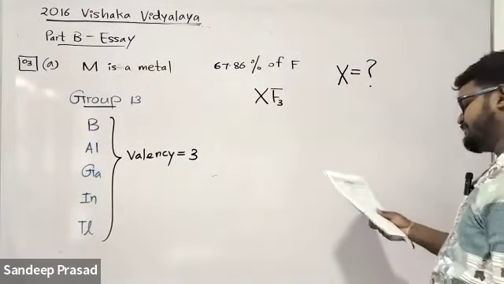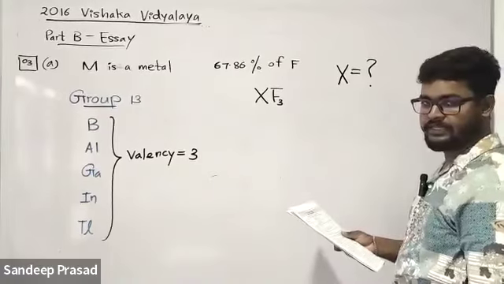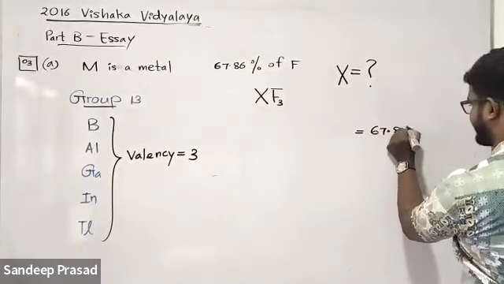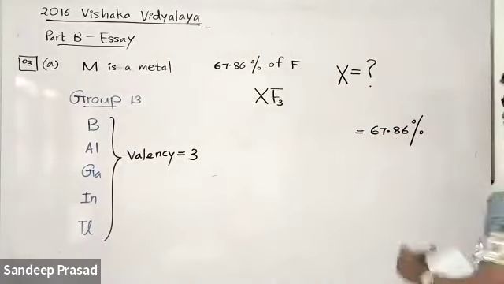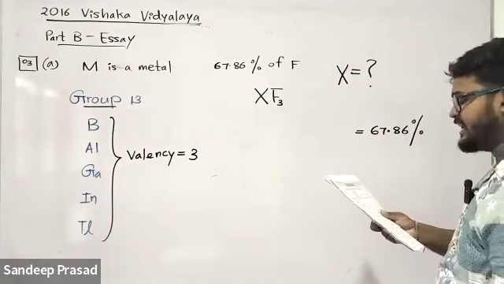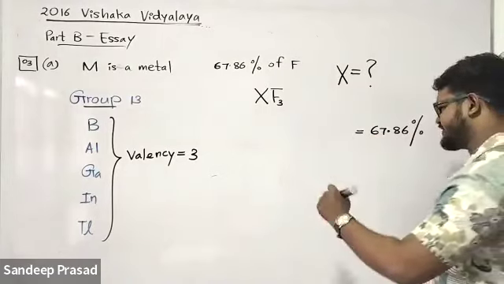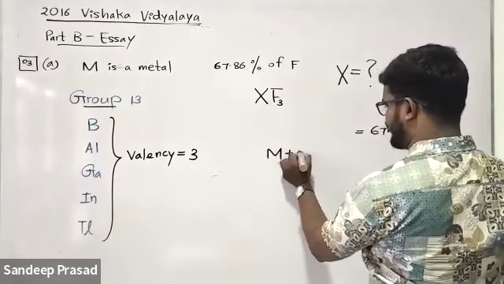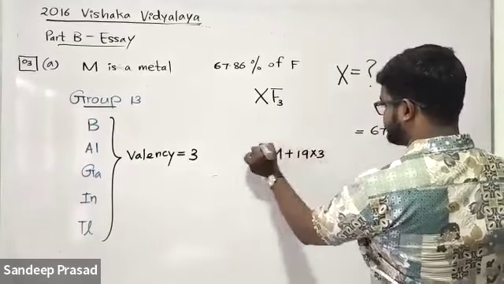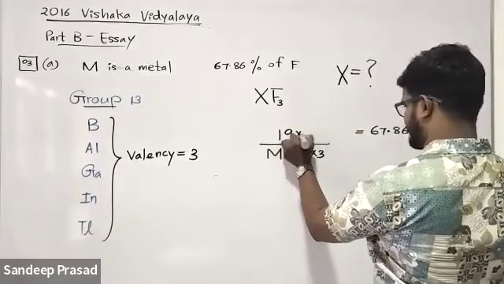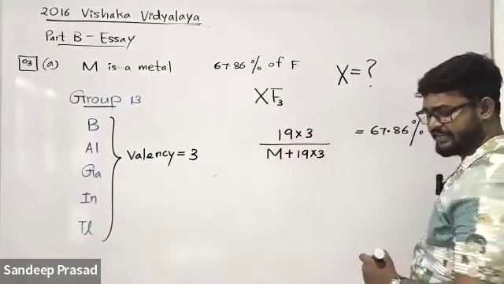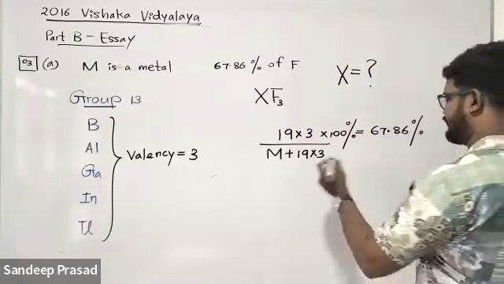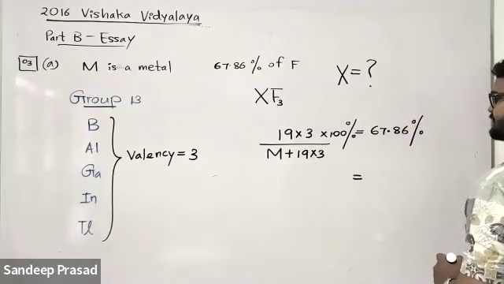They have given here the mass percentage of fluorine in this compound, which is 67.86%. Then they're asking to calculate the relative atomic mass of capital M. Very easy. Let me take the relative atomic mass of capital X as M. Fluorine is 19 into 3. So here they have given the fluorine percentage as 19 into 3 multiplied by 100%. Right? Now we have to find out M.